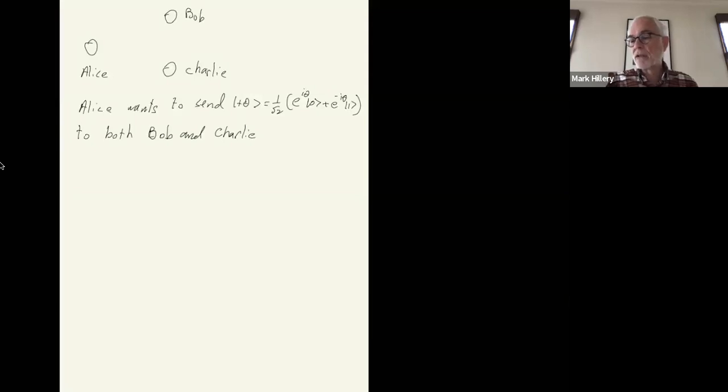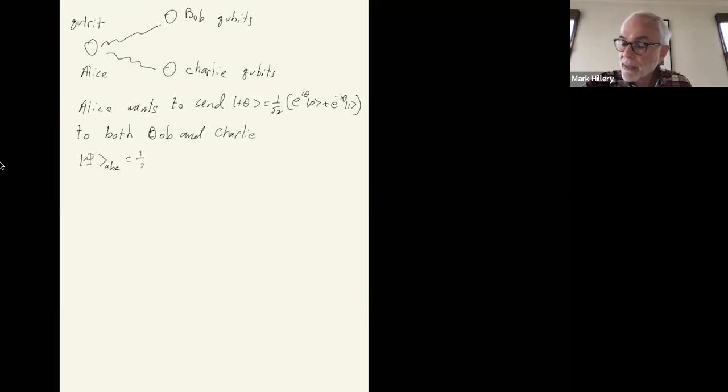The way she's going to do it is with a slightly more complicated state than the type we've been dealing with. She's going to be entangled with Bob and she's going to be entangled with Charlie. Bob and Charlie are both going to have qubits, and Alice is going to have what's called a qutrit, a three-level system instead of a two-level system. They're going to start in the following state, A, B, C, for Alice, Bob, and Charlie.